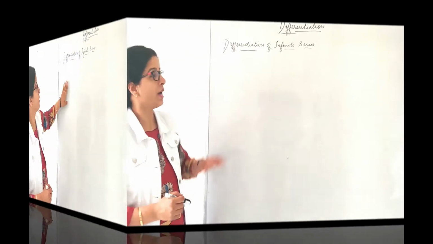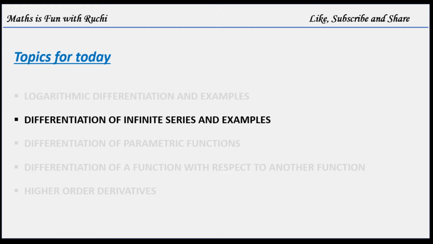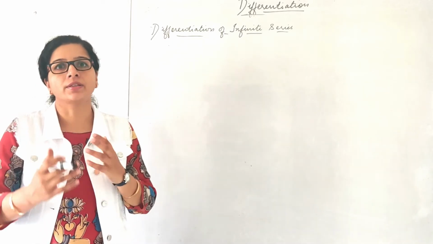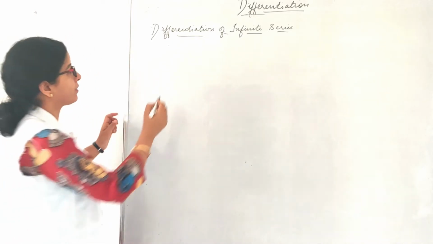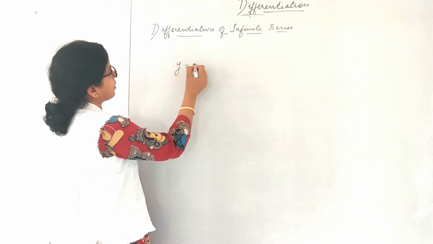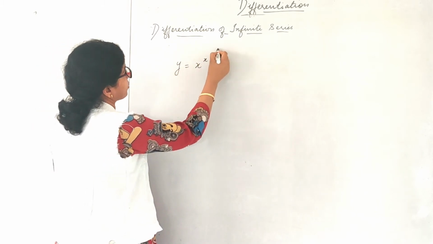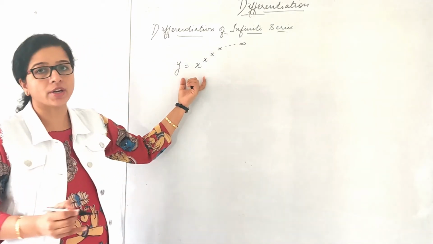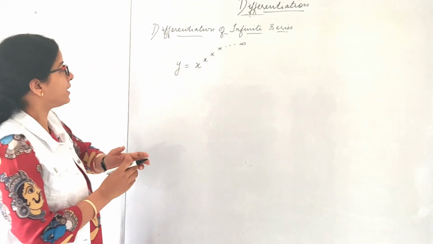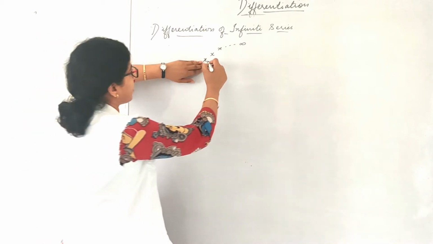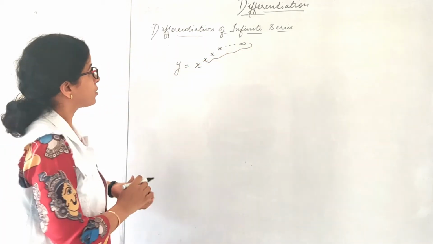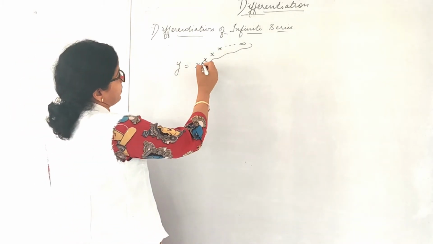Is that clear? Now we will learn differentiation of infinite series. So what happens, sometimes your function is given as a term of an infinite series. Say for example, they have given you the function like this, y is equal to x to the power x to the power x to the power x and up to infinity, right? So how to differentiate such kind of function? See here, if I delete one of the terms, again my function remains the same. It hardly matters, that one term.